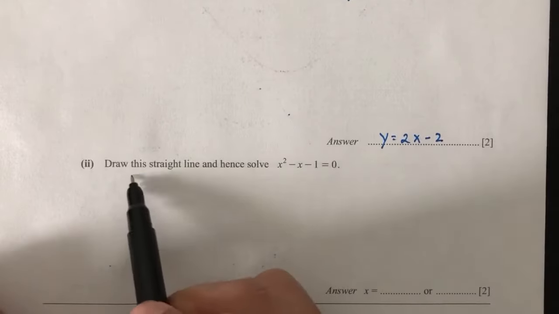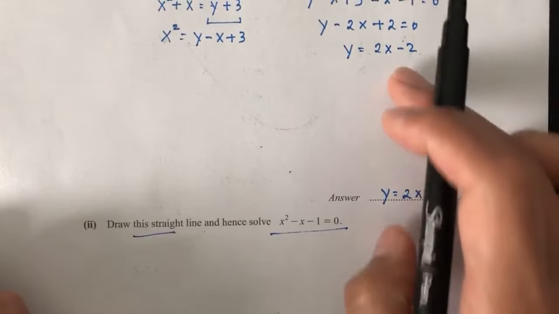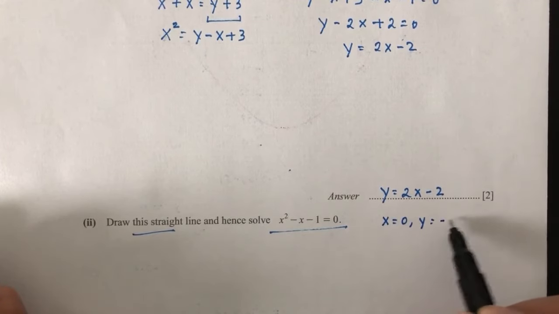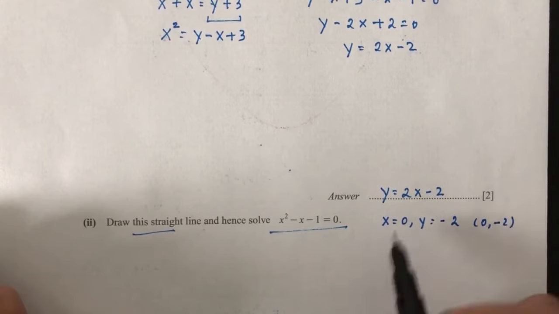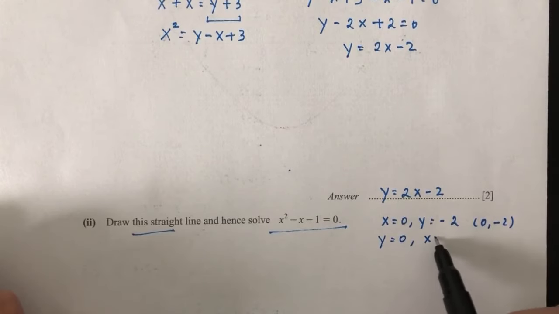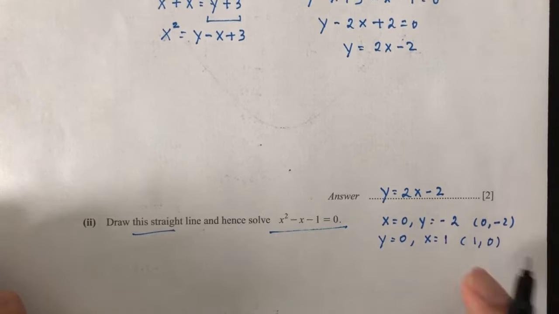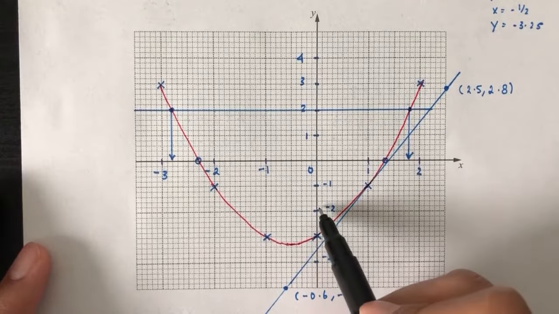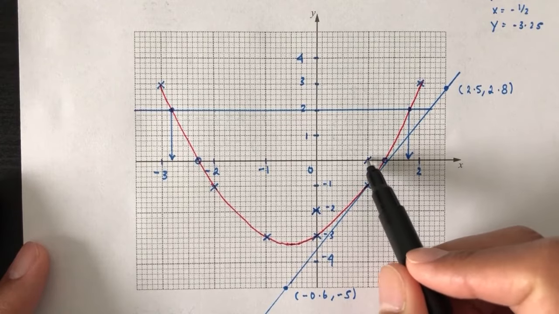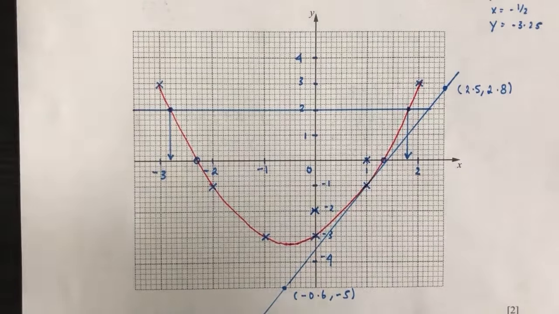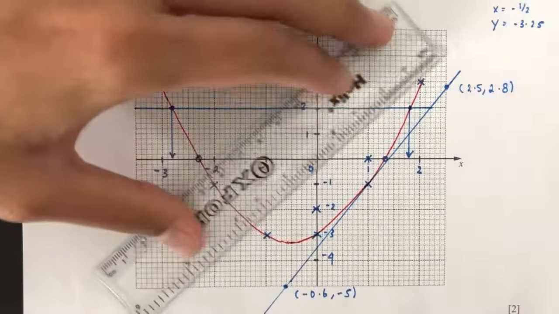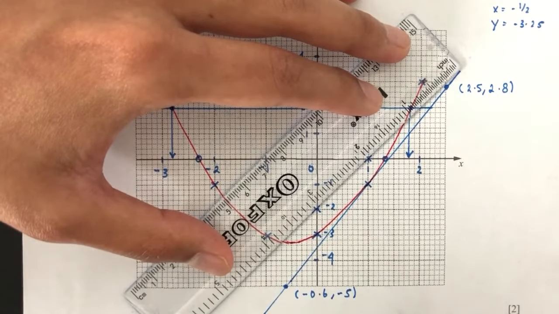So now last one, draw this line and solve this equation. So this is the line. Let's find the points that it goes through. So the first point is, we say x is 0, y will be minus 2. The first point is 0, minus 2. And when y is 0, x will be 1. So 1, 0. These are the 2 points that the line will go through. So 0, minus 2 will be here and 1, 0 will be here. So let's draw this line and let's see where it cuts the graph. So it will be about here.